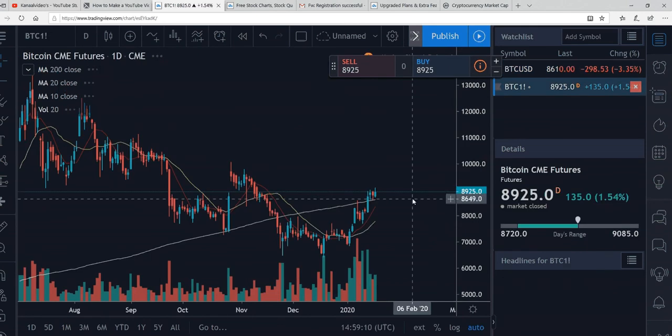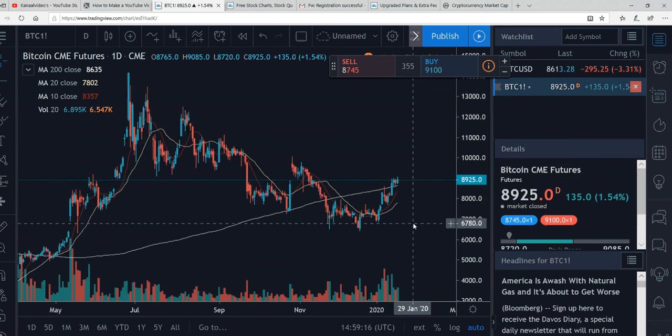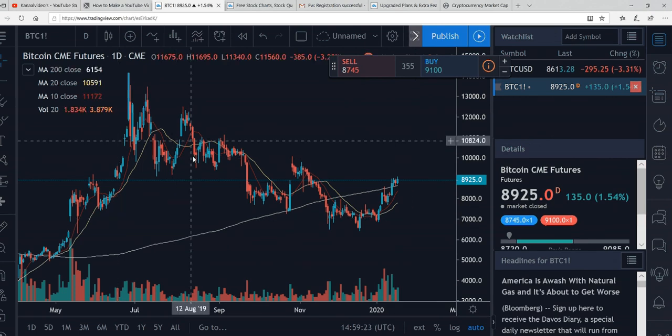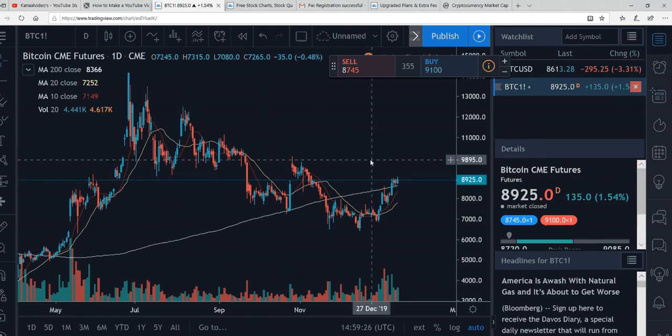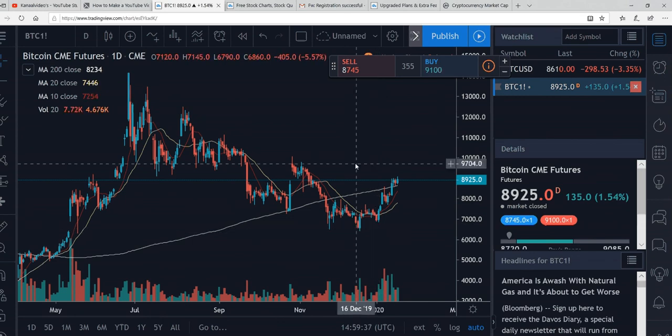It has fewer days in it because the CME futures are open from Monday to Friday, and on the weekends they're closed, just like the stock markets and other traditional markets. So sometimes you can get a better picture of what's going on in the market. The CME futures are also a big platform for institutions to either short Bitcoin or play long options, and to have an expiry date as well.